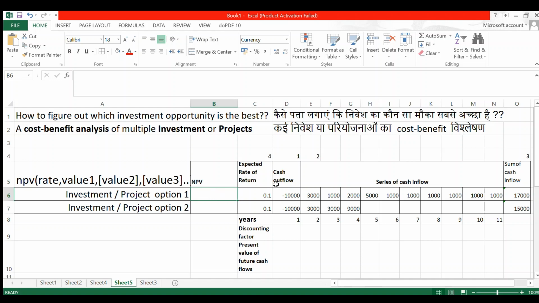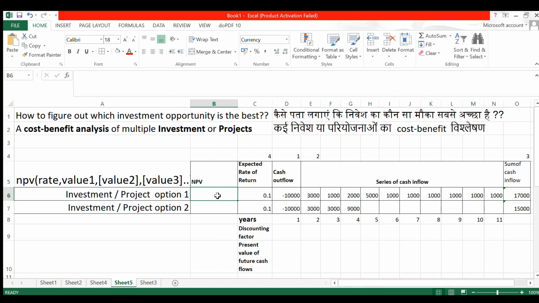So you have a cash outflow at the beginning of the first year, and you have a sequence of cash inflows from the subsequent years. Now we are calculating the net present value of all these cash flows.